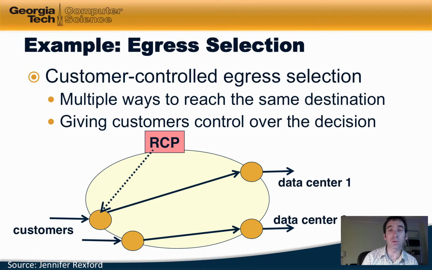This would be very difficult in today's networks because BGP is routing traffic based on destination prefix. So if a particular service was served from a particular destination prefix, all of the traffic, regardless of customer, would go to the same data center. In this particular case, the RCP could route traffic to different data centers depending on the source, in this case, depending on which customer the traffic was originating from.